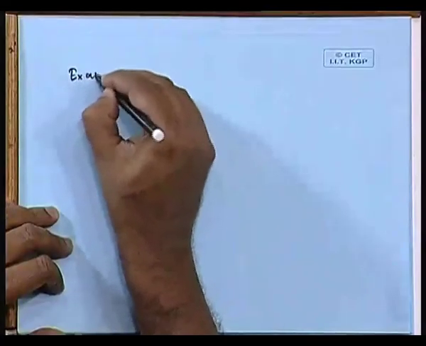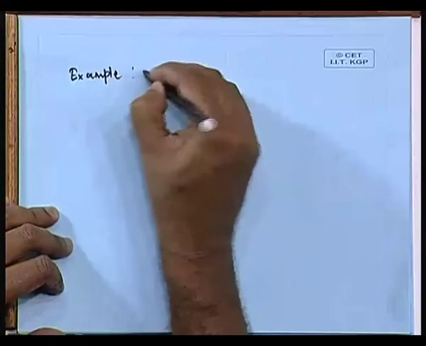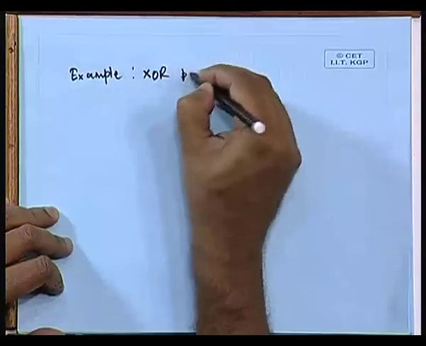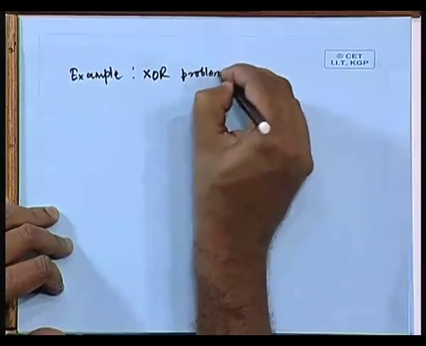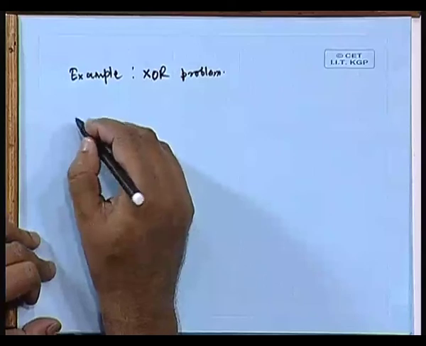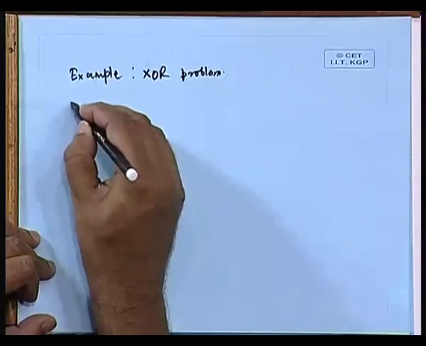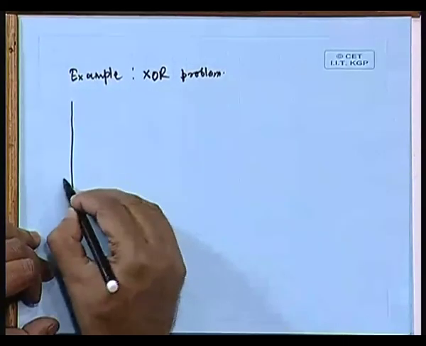So, Haykin's neural network book itself gives this same example, which I am going to tell you for your better understanding. Now, let us take an example of the XOR problem, and what we have here is that let us first draw the input space. So, we draw the input space.